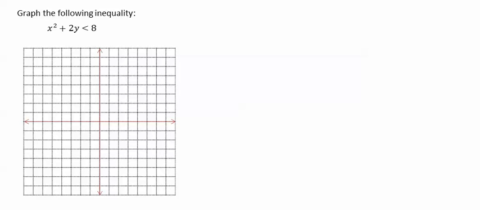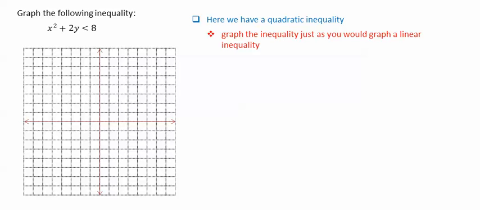Graph the following inequality. Here we have a quadratic inequality involving two variables. In order to graph it, we would do the same thing we would do when graphing a linear inequality involving two variables. We'll graph the boundary curve as though we were simply graphing a quadratic equation. We'll then shade in the region corresponding to the solution.